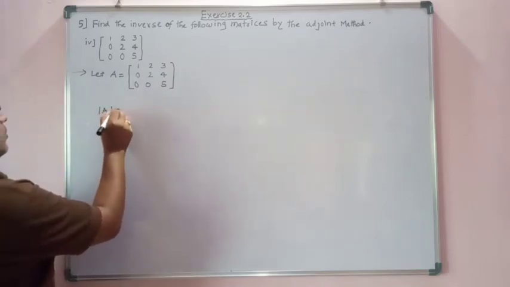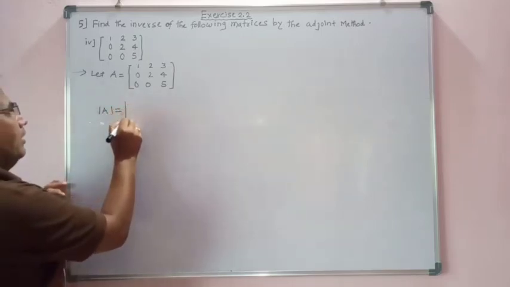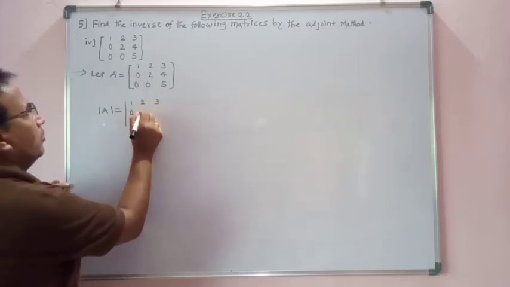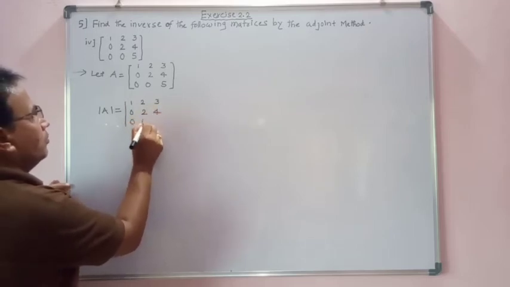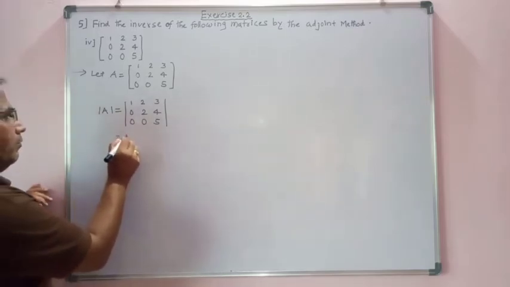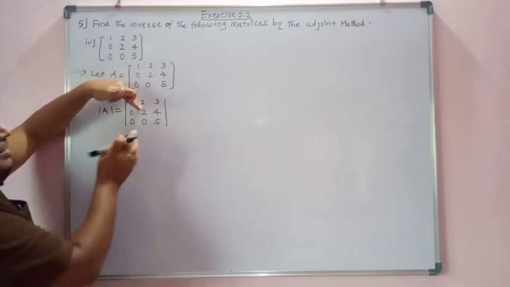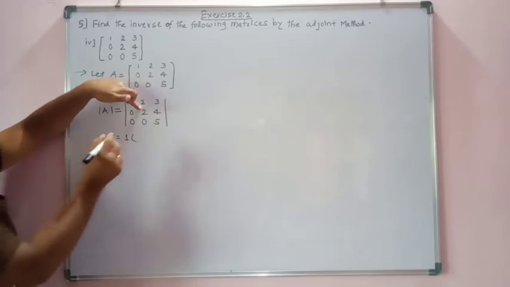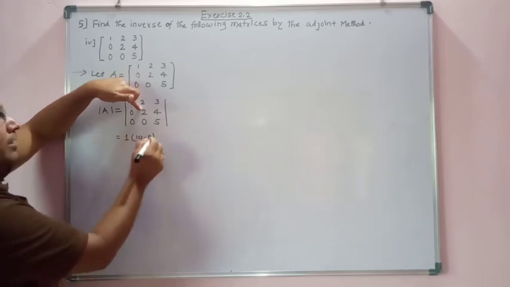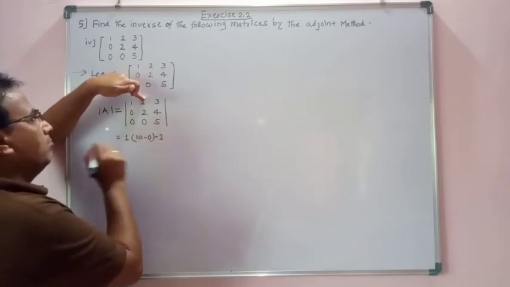Determinant A equal to 1, 2, 3, 0, 2, 4, 0, 0, 5. We select the first element 1, leaving the first row and first column. The remaining 4 elements, we use the cross product: 2 into 5 is 10, minus 0 into 4 is 0, so 10 minus 0.